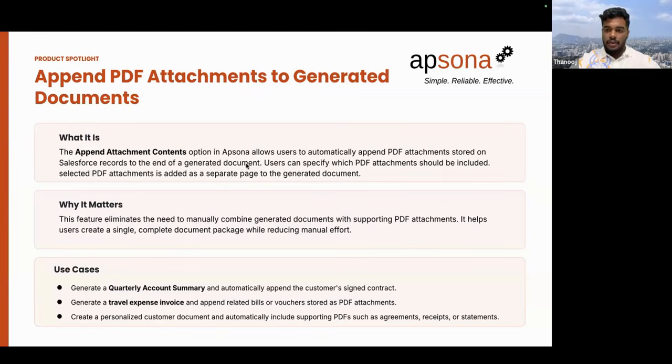Why it matters? This feature eliminates the need to manually combine generated documents with supporting PDF attachments. It helps users create a single complete document package while reducing the manual effort. A few key use cases are generating a quarterly account summary and automatically appending the customer signed contract PDF attachments, which are stored in the Salesforce record pages. The second use case is generating a travel expense invoice and appending the related bills or vouchers, which are stored as PDF attachments. With this feature, we can create a personalized customer document and automatically include PDF attachments such as agreements, invoices, or contracts, or any PDF attachments which are stored in the Salesforce record pages.